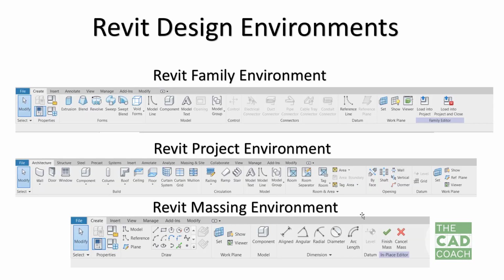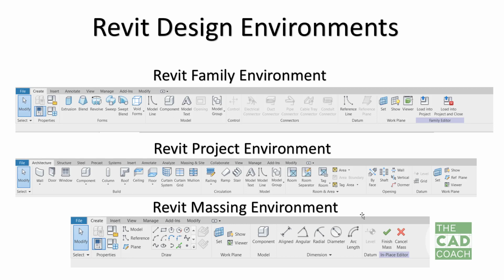Next, Revit has three design environments. One is family, one is project, one is massing. What is a family? Revit's basic unit is called an element, and every element belongs to one family or another. It is very tough to explain the concept of elements and families unless you work in Revit; you won't understand it. So for now, just understand there is something called families in Revit. Everything is an element and everything is a family in Revit.